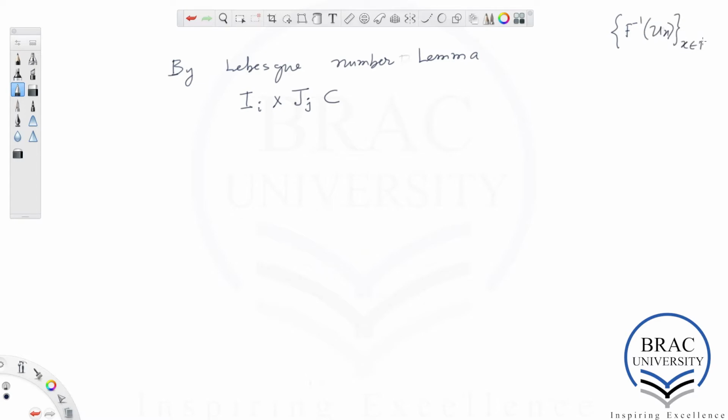This is the open cover of I cross I. So there is a member here in this collection such that this rectangle is going to be contained in one of the members here, for some x in B, for given i between 1 and m and j between 1 and n.